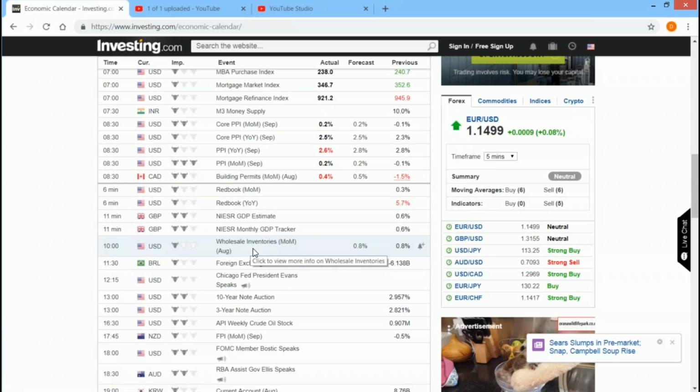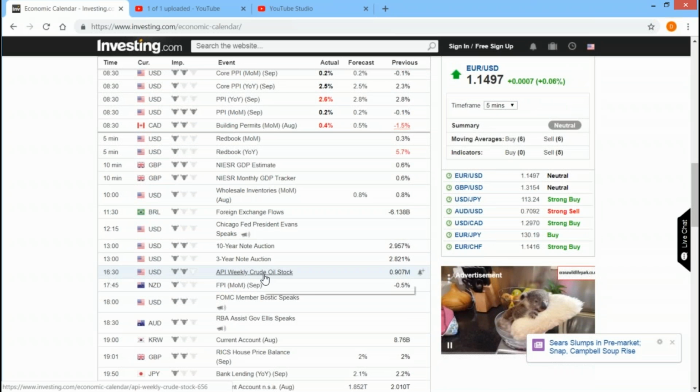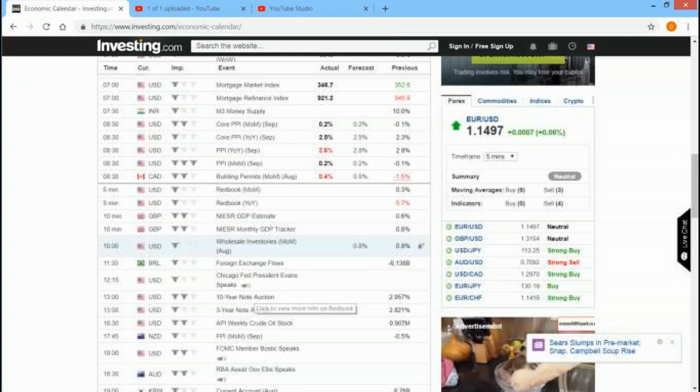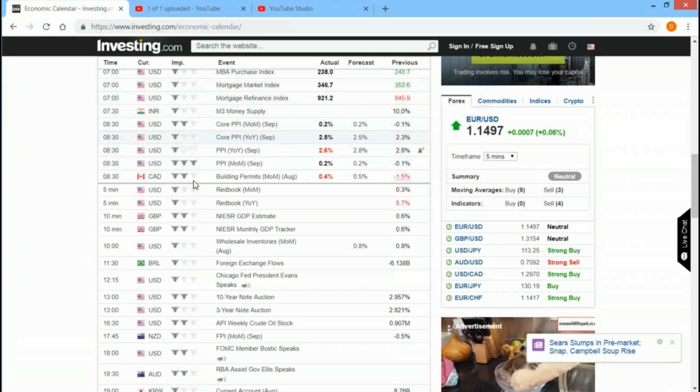Wholesale inventories come in at 10 o'clock. We've got a whole list of Fed speakers throughout this week. Again, as we did last week, we've got Evans speaking at 12:15. At 1 o'clock, we've got 10-year and 3-year note. And then we've got the API weekly crude at 4:30. And then later tonight, we have Evans speaking as well. So not a lot of scheduled news beyond the PPI that will move the market.